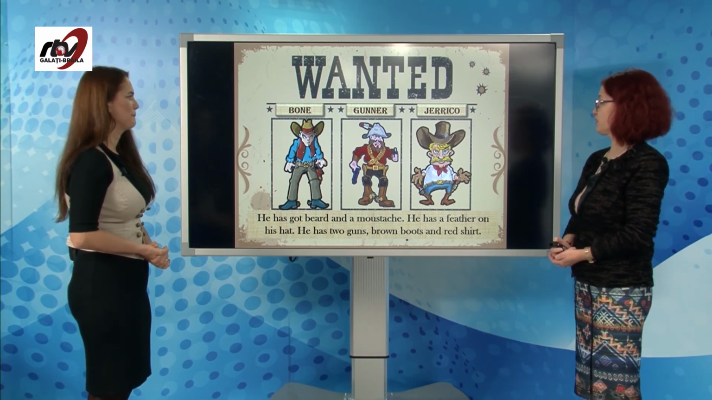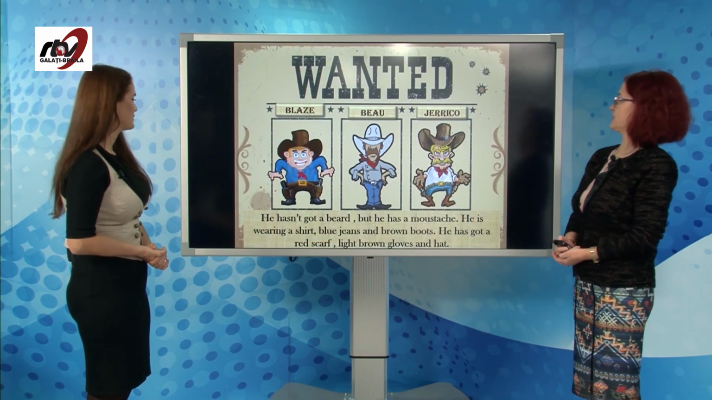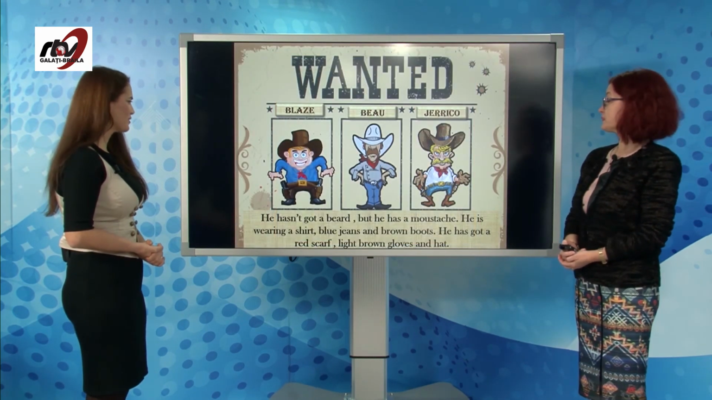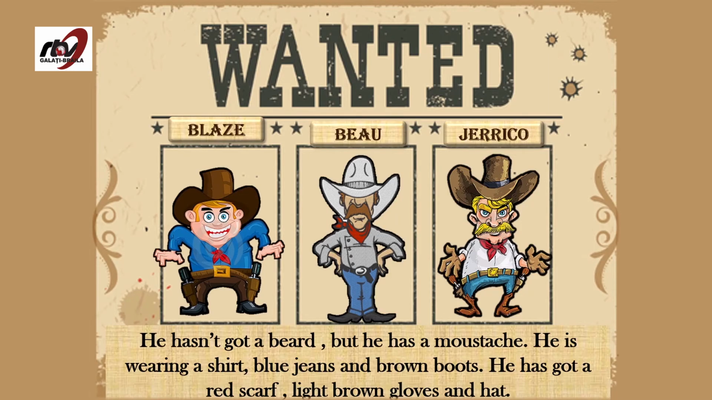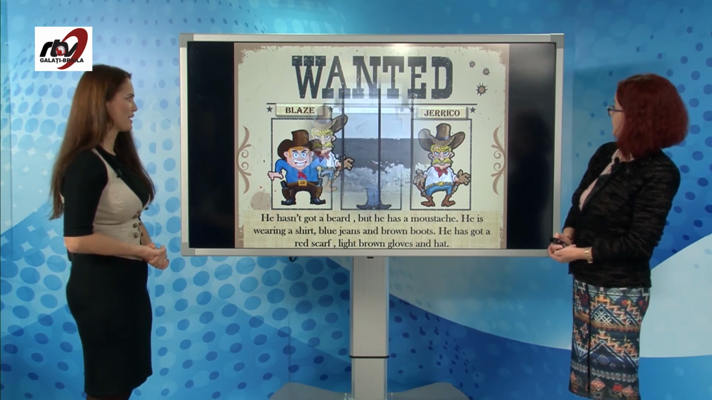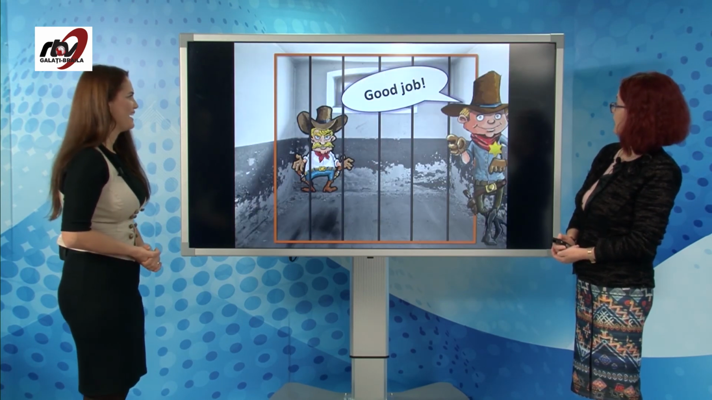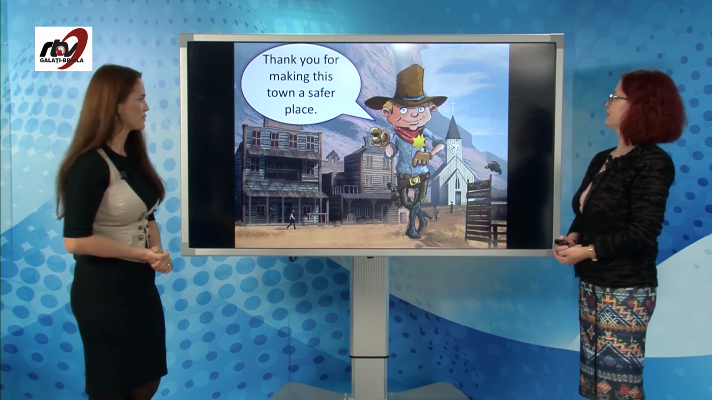It's Gunner for sure. Oops. He's scary. He hasn't got a beard, but he has a mustache. He is wearing a shirt, blue jeans and brown boots. He has got a red scarf, light brown gloves and a hat. That must be Jericho. Yes, it's Jericho. Okay, good job, Sheriff. You caught them all. With your help, of course.